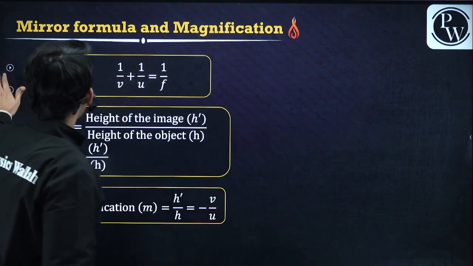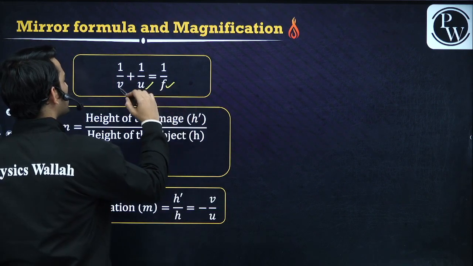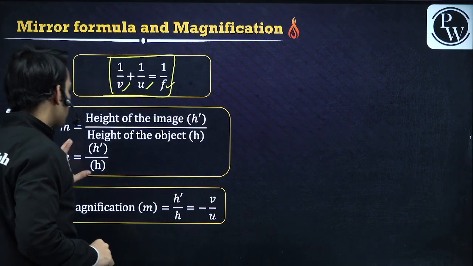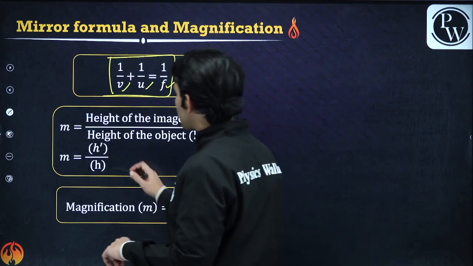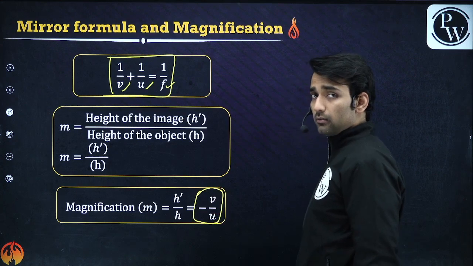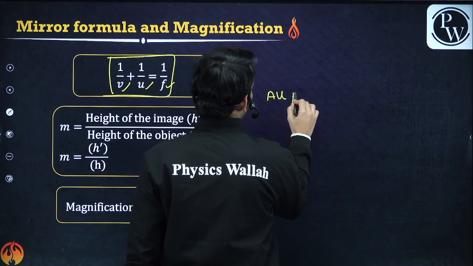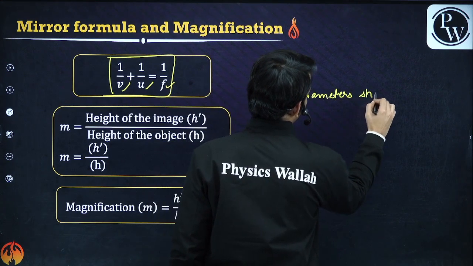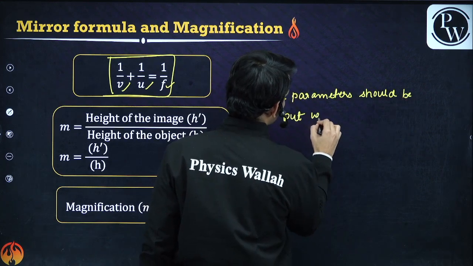Okay, now what is the mirror formula? The mirror formula is the relation between the focal length, object distance and image distance. 1/f = 1/v + 1/u. For magnification, it is the ratio of image height to object height, h'/h, and it is also related as m = -v/u. This minus is in the formula, and keep one thing in mind: all parameters should be put with proper sign.